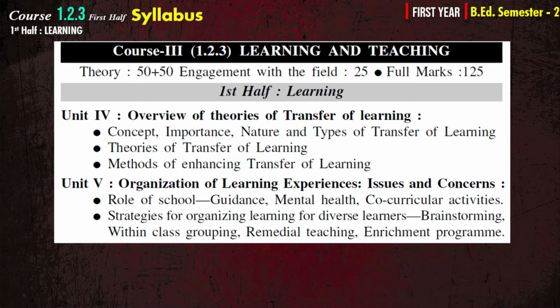Unit 4 is overview of theories of transfer of learning, that is concept, importance, nature and types of transfer of learning, theories of transfer of learning and methods of enhancing transfer of learning. Unit 5 is organization of learning experiences, issues and concern, role of school, that is guidance, mental health, co-curricular activities, etc. Strategies for organizing learning for diverse learners, that is brainstorming, within class grouping, remedial teaching and enrichment program.